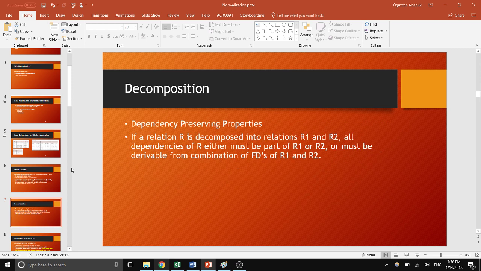The other property is dependency preservation. If a relation R is decomposed into relations R1 and R2, all dependencies of R must be part of R1 or R2, or must be derivable from a combination of the functional dependencies of R1 and R2. We'll talk about functional dependencies in the next video, and this rule will make some more sense.